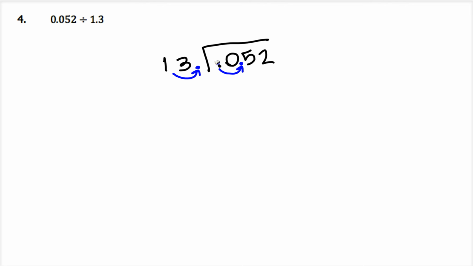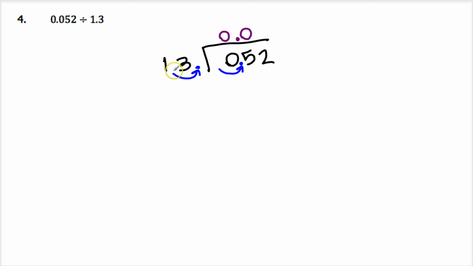Okay, so let's think about, first of all, where the decimal point is going to be in our answer. It's going to go directly above this decimal point. Okay, so it will be right there. I can't take 13 into 0, so I need to put a 0 in front of my decimal point in my answer. I also can't take 13 into 5. So again, I need to add a 0 above the 5. And you keep on adding zeros until you find a number you can take 13 into.